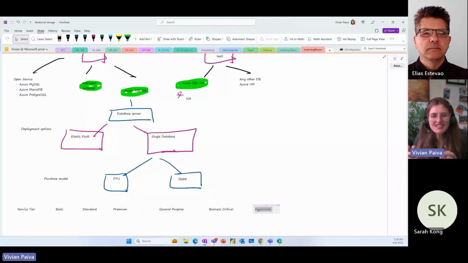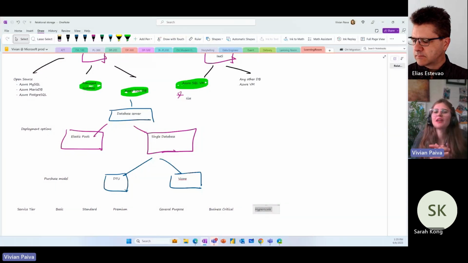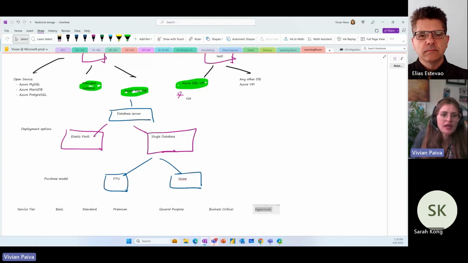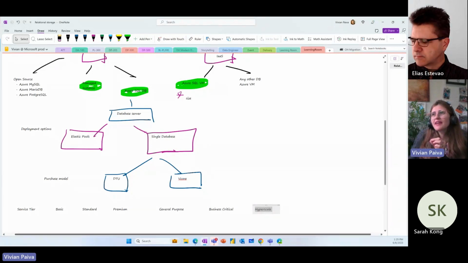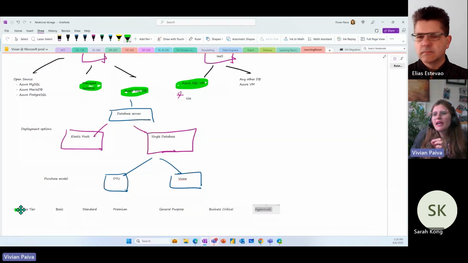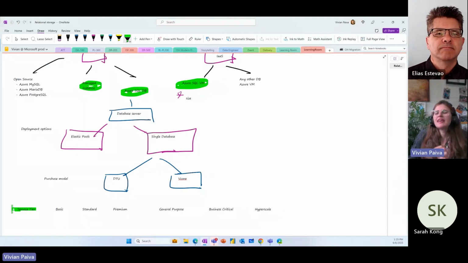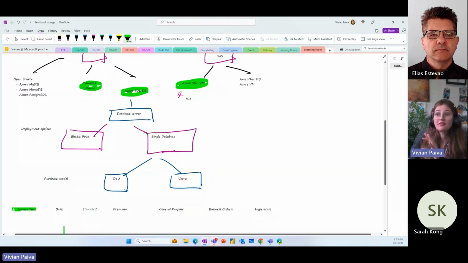You choose the combination to give you the performance, but you cannot really choose granularly what you need, while with the vCore purchase model, you can, for example, say, I want this amount of vCores. Super important: really check the information about service tiers. That affects the performance, but also affects, for example, the high availability behind the service tier.